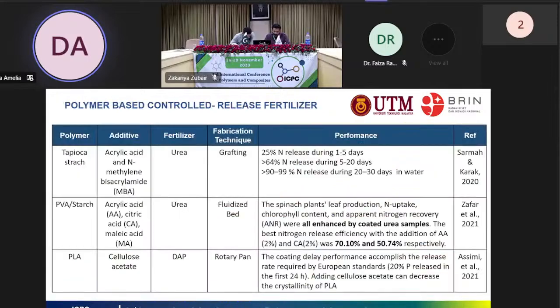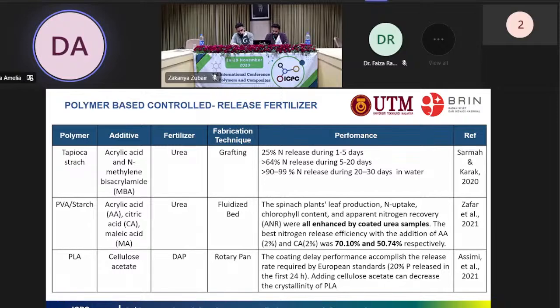This is several research related to biopolymer-based control release fertilizer. Sarma and Kakak used tapioca starch with additive acrylic acid and MBA, with the fertilizer being urea, and the fabrication technique is grafting. The performance is that during 20 until 30 days, over 90 until 99% nitrogen was released.